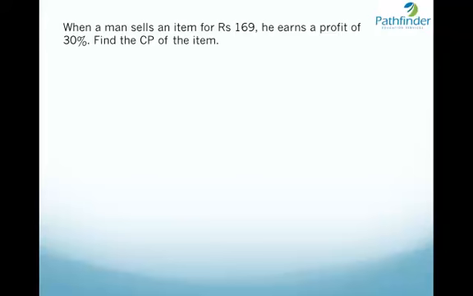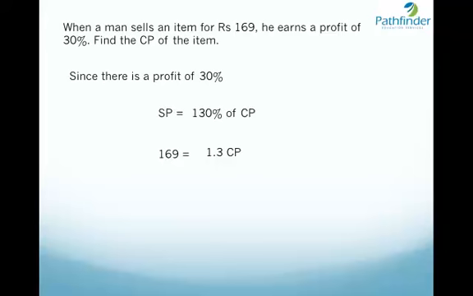Let us look at another question. When a man sells an item for rupees 169, he earns a profit of 30%. Find the cost price of the item. So here we have a profit of 30%. So what is the relation between selling price and cost price? Since the profit is 30%, selling price is 130% of CP, and therefore 169, that is the selling price given to us, is equal to 1.3 times CP. On solving this, CP is equal to 169 divided by 1.3, and which is equal to 130 rupees.